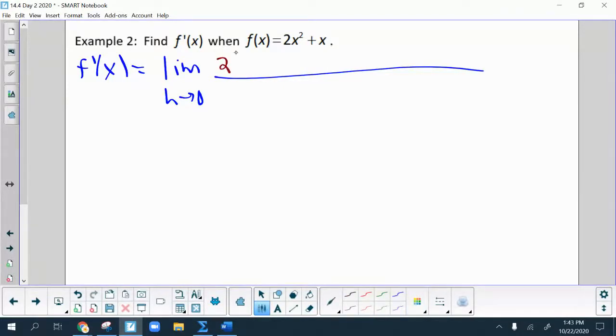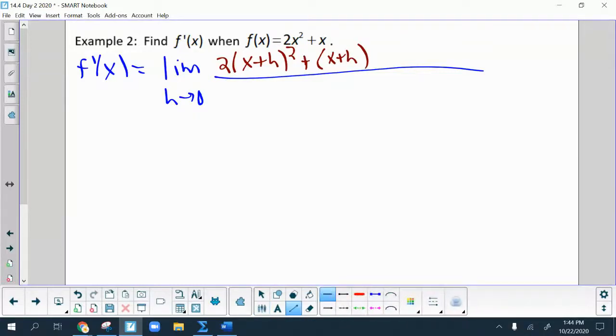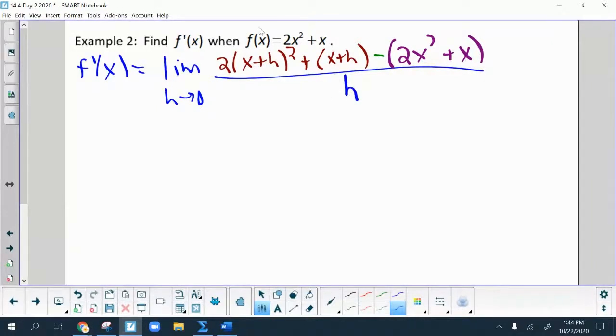Okay, so I have 2 times x plus h squared plus x plus h. So that's the first part of the formula. Then the second part of the formula is when I just rewrite the function. So that would be 2x squared plus x, and then the whole thing is over h. So again, anywhere you see an x, you're putting x plus h, and then you're copying down the function. Don't forget to copy down the limit for every single step.